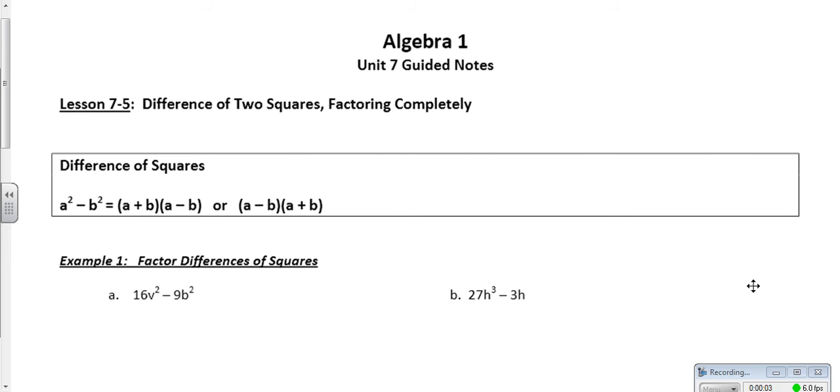Alright, this is lesson 7.5. This is a fun part of factoring because it's a special case, a very special case, and that is that you're factoring a difference of two squares.